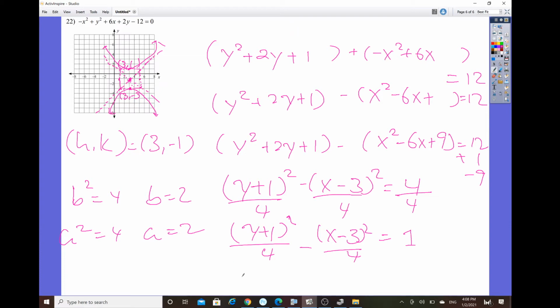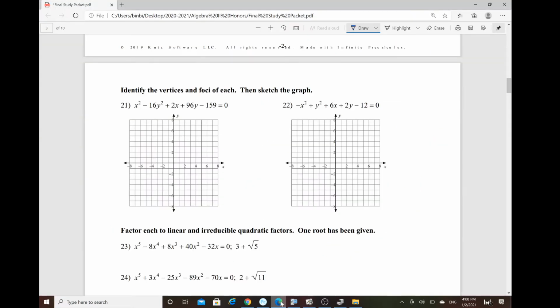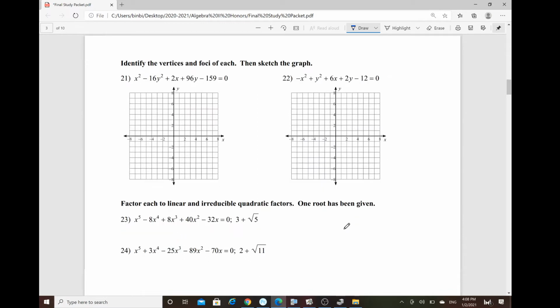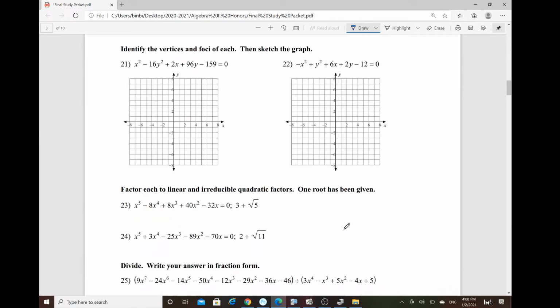Okay, so now let's see what else for the packet. The next type of problem is all about long division and the P over Q theorem, or factoring and finding all the roots. Anytime they say to factor into linear and irreducible quadratic factors, that means we need to find all the roots.